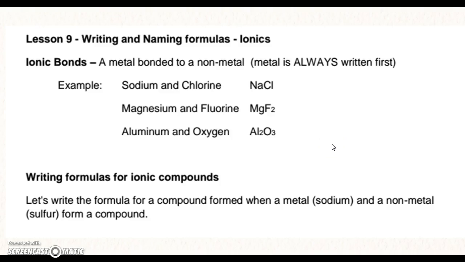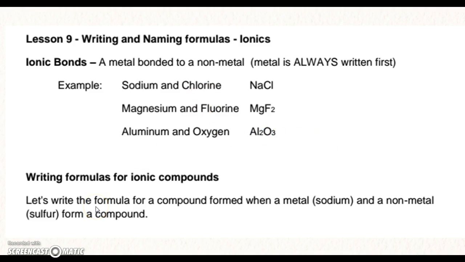So in this lesson, we're going to learn about writing and naming formulas for ionic compounds. Ionic bonds are when a metal is bonded to a non-metal. Notice the metal is always written first. For example, sodium and chlorine, the metal there is sodium, so it's written first. Magnesium and fluorine, same thing, the metal is magnesium. So always write that first.